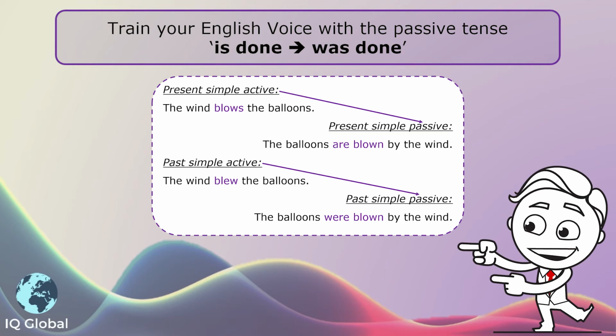Our next example, the wind blew the balloons. We see it's the past tense, so we will use was or were plus past participle. We see the subject, the balloons, is plural, so we will use were, and the sentence becomes the balloons were blown by the wind.